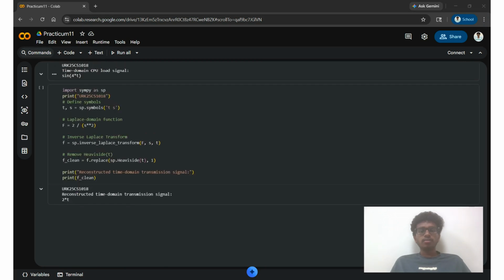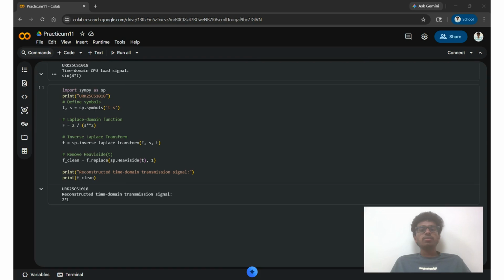Finally, we consider data transmission signal reconstruction. The given function is 2 divided by s squared. When we apply the inverse Laplace transform, we obtain 2 times t, which is a linear function. Mathematically, this corresponds to the property that 1 over s squared transforms into a linear time function.